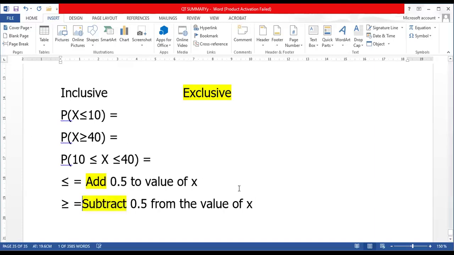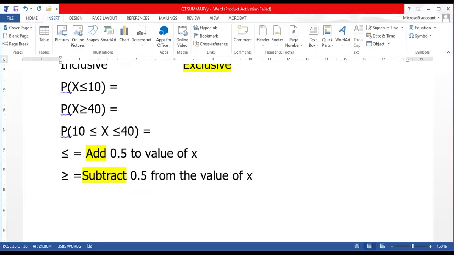In short, why do we actually add 0.5? You see, you have, let's say, this probability. If you want values from 0 to what? Is it to 9 or to 10? 10. Isn't it from 0 to 10?